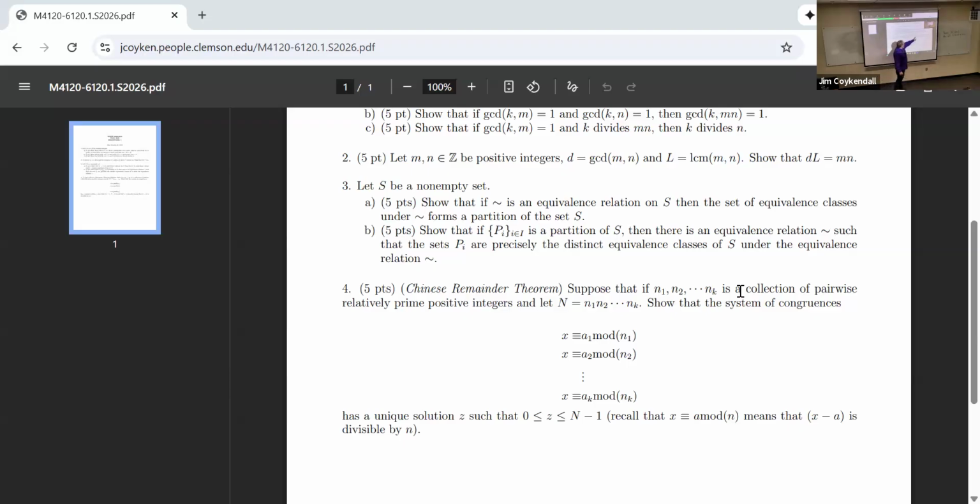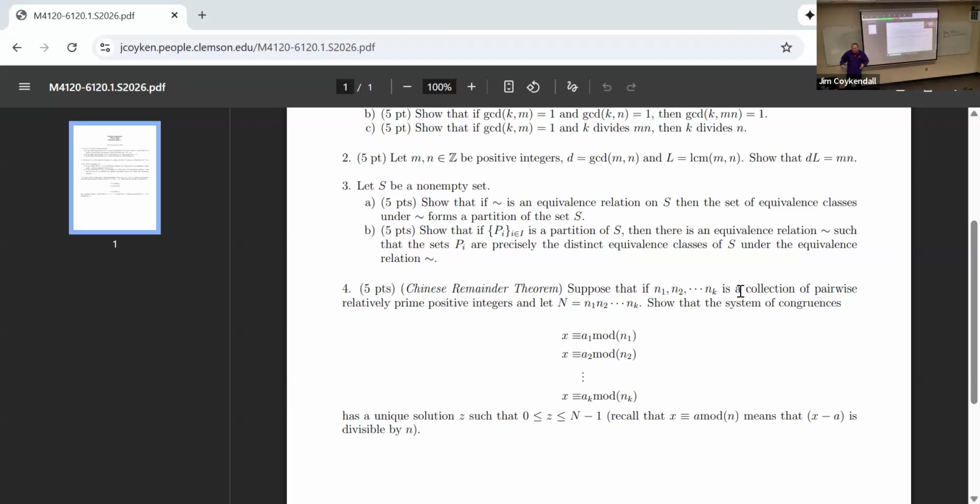Suppose that you have N1, N2 up to Nk, a collection of pairwise relatively prime positive integers. That means that any two of these, if they're different, have greatest common divisor 1. Suppose capital N is the product of these. Show the system of congruences has a unique solution Z between 0 and N minus 1. And this notation here, X is equivalent to A mod N, means that X minus A is divisible by N.